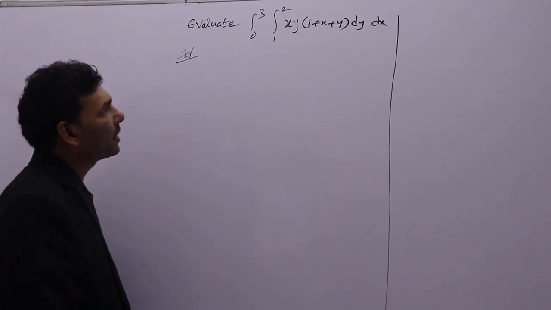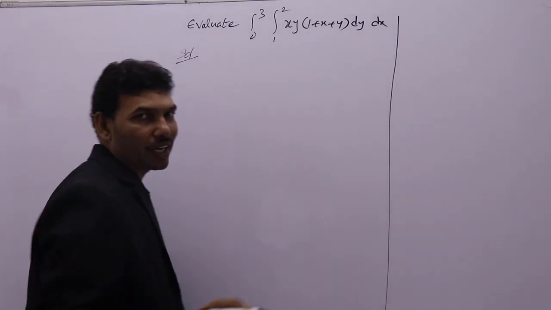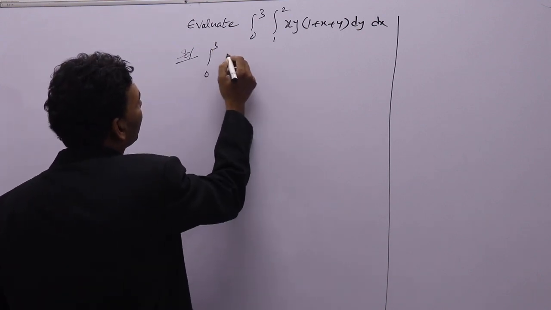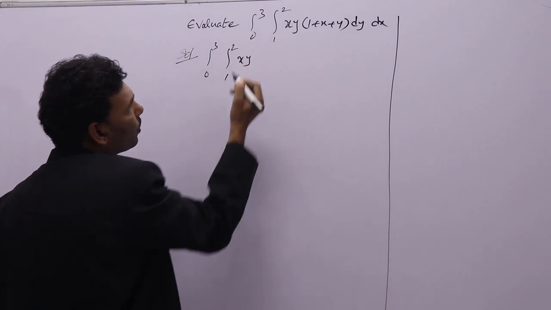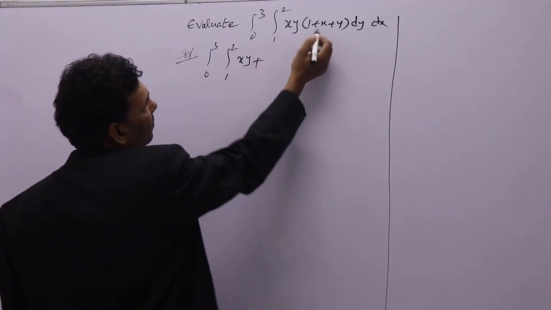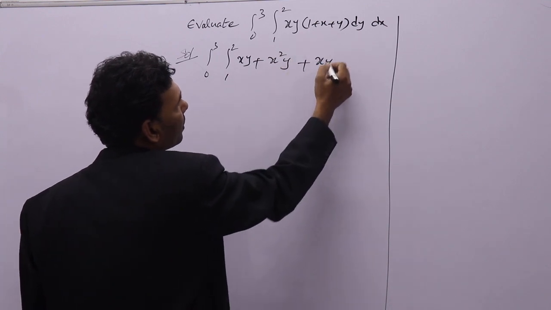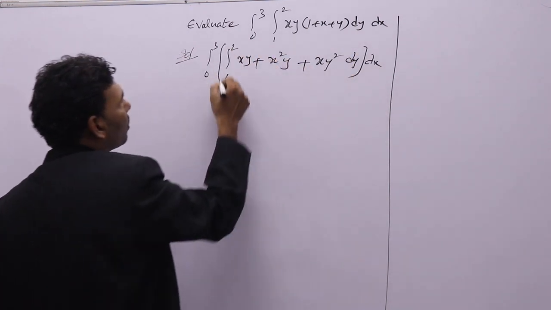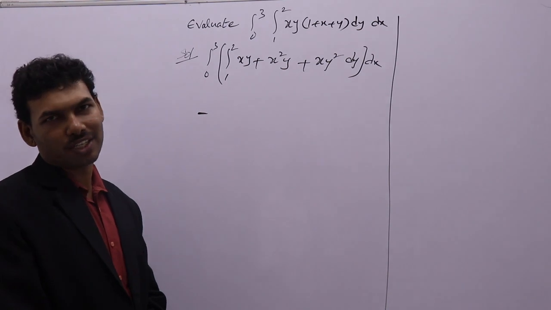Now to evaluate the next double integral. To evaluate these, the limits are constant, so you can integrate in any order. For that, I am writing the integral from 0 to 3, integral from 1 to 2, of xy times 1, plus xy times x square y, plus xy times y, xy square dy dx. So now you can integrate first with respect to y, next with respect to x.